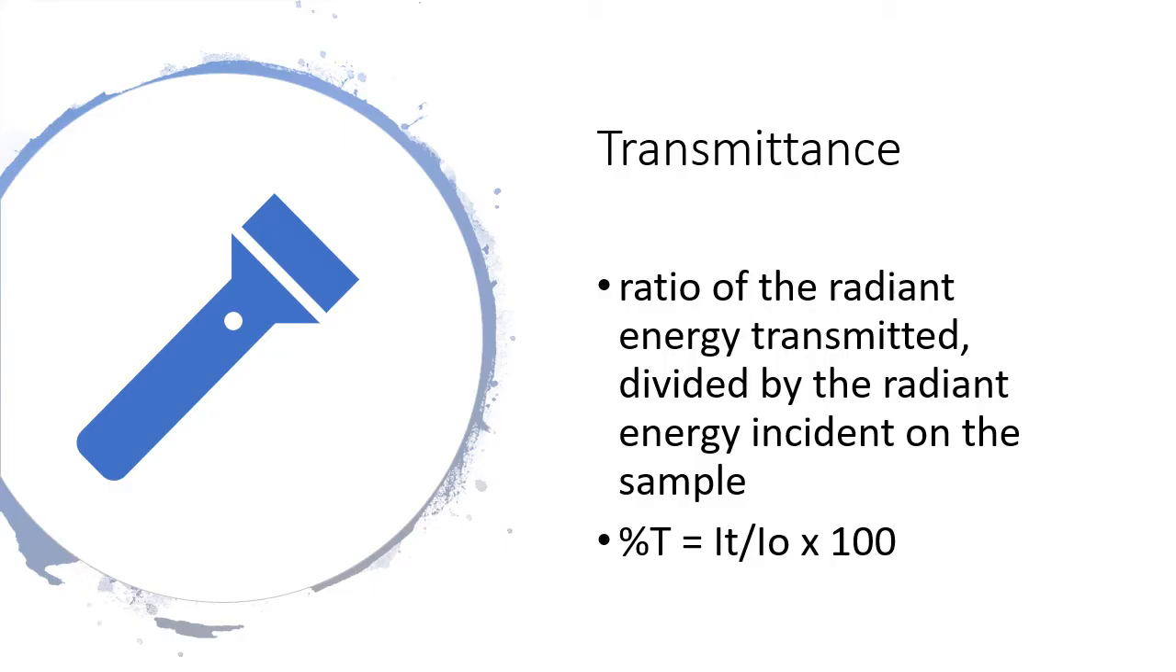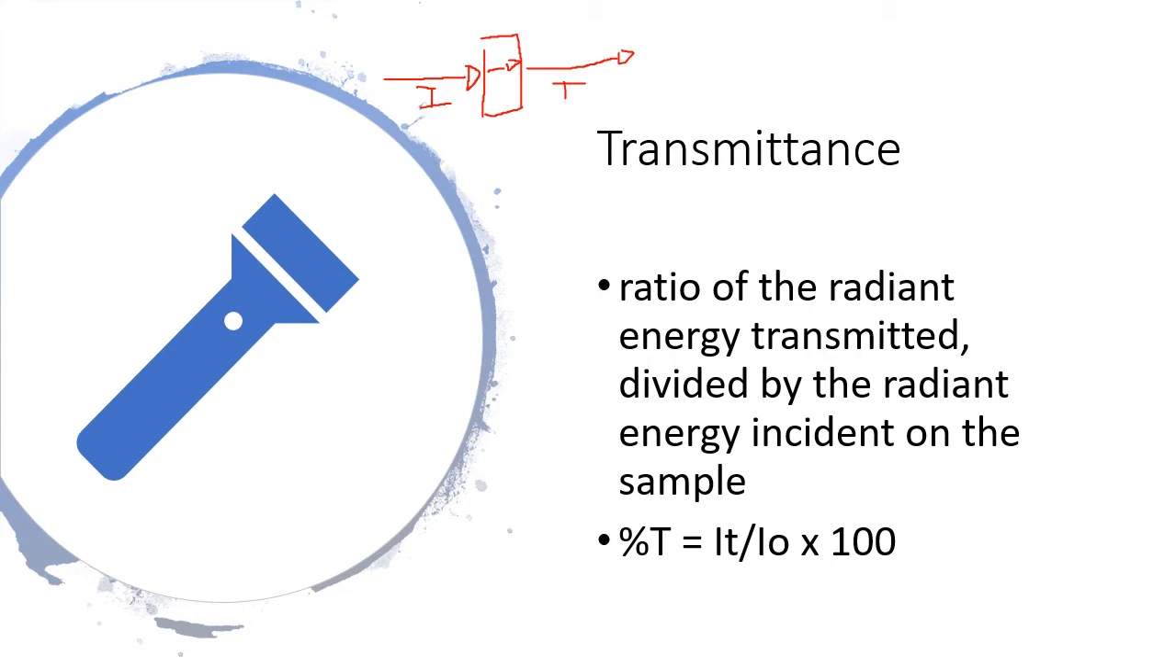Next is transmittance. Ratio of the radiant energy transmitted divided by the radiant energy incident on the sample. So let's try to visualize that. For example, this is your analyte of choice. This is your incident light. Tinatawag natin siyang incident light because it's the first interaction of the sample with your light. And then this one is called your transmitted light. Bakit? Siya na yung nakatransmit to the sample.